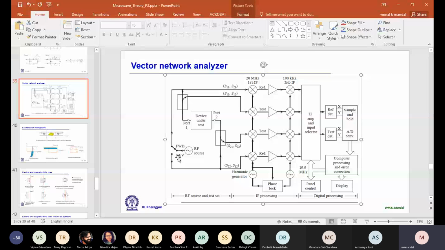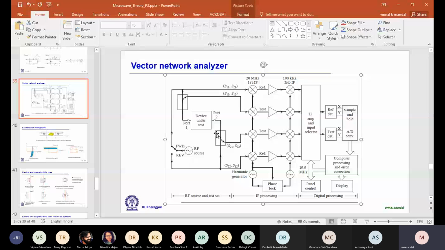Now, let's say you are measuring S parameters over a given frequency range, 8 to 12 gigahertz, that you can actually select from the vector network analyzer. Then this RF source sweeps over this 8 to 12 gigahertz frequency range. And for each and every frequency point, the corresponding power goes through the device. A part is reflected back from port 1, which goes to a mixer, and a part is transmitted, which goes outside and to another set of mixer.